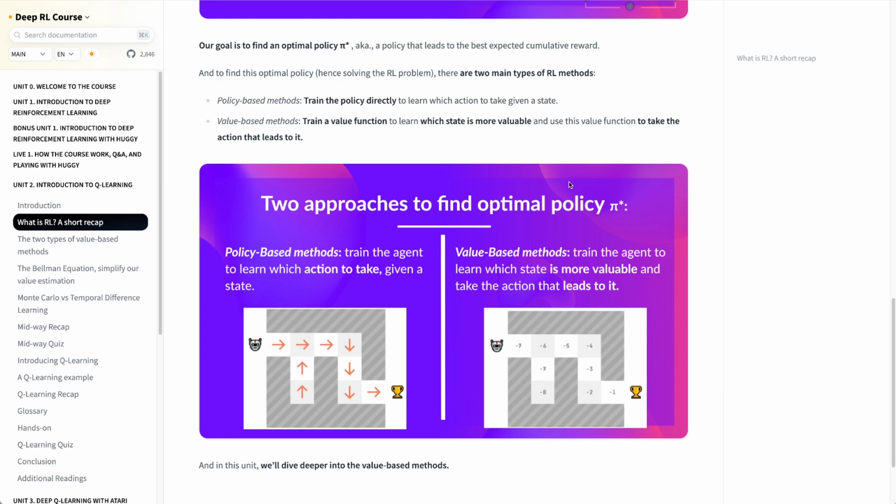Okay, so as we learn this, we're going to have to learn what a policy method is, and we're going to have to learn what training the policy directly means versus training the value function. So keep that in mind for later.